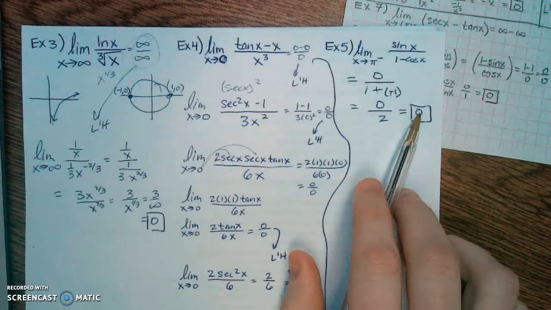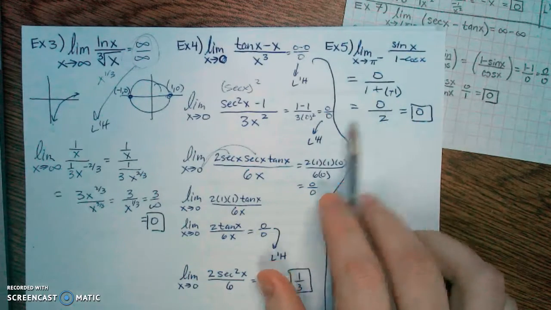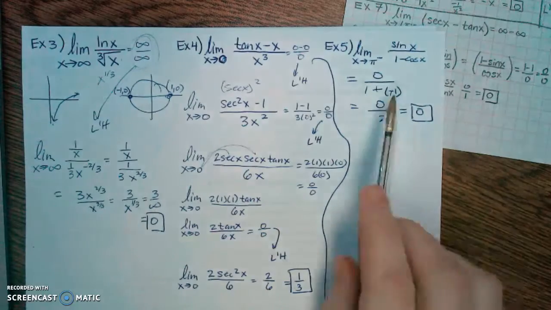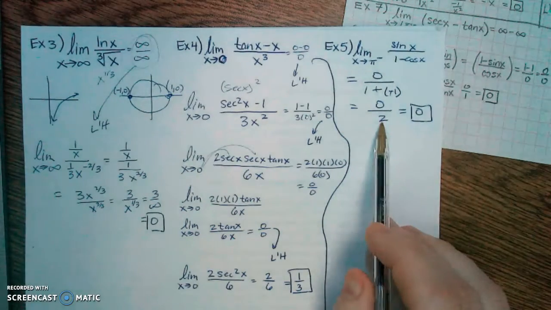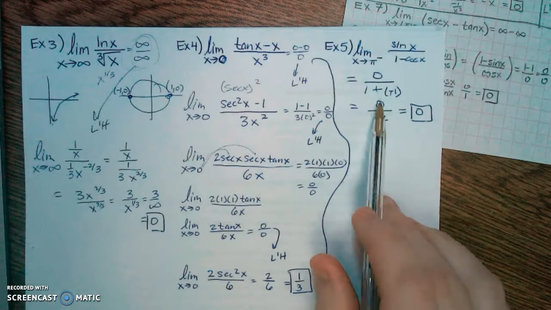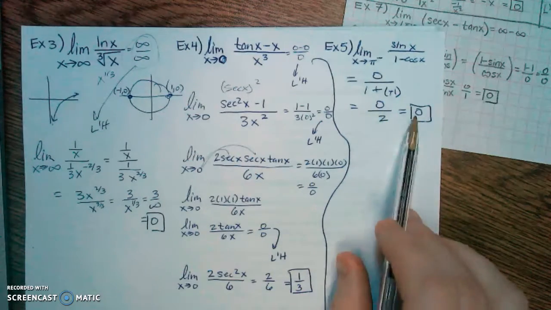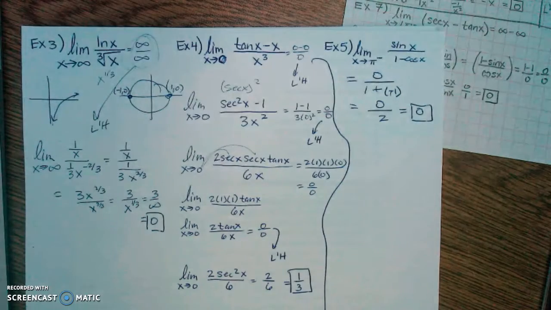So just because L'Hopital might be used doesn't mean that it always is used. You're only going to use it if you have indeterminate form, which would be 0 divided by 0 or infinity divided by infinity. And here we have 0 divided by 2, so we can actually get an answer of 0 without doing any more work.